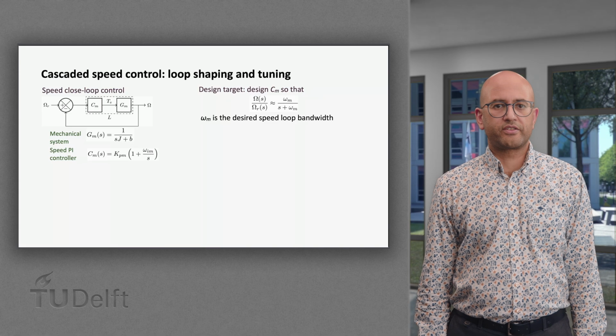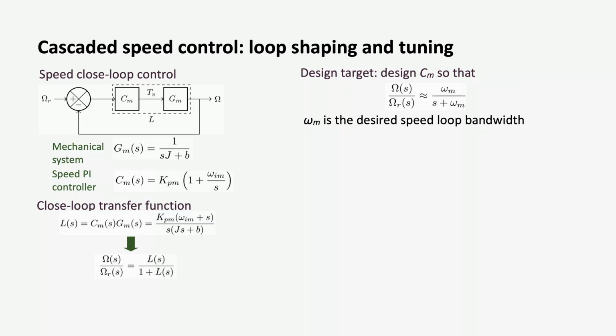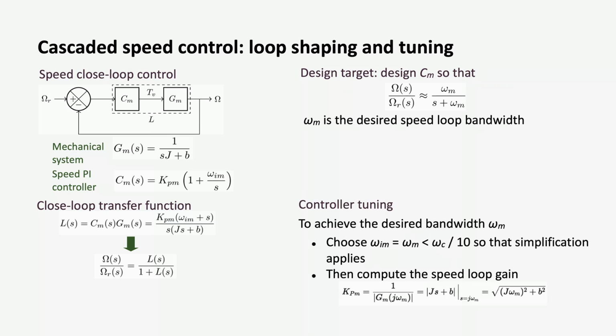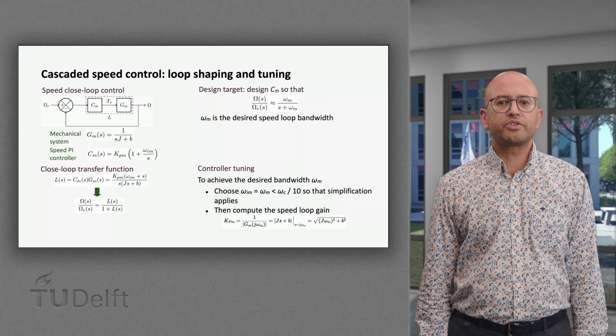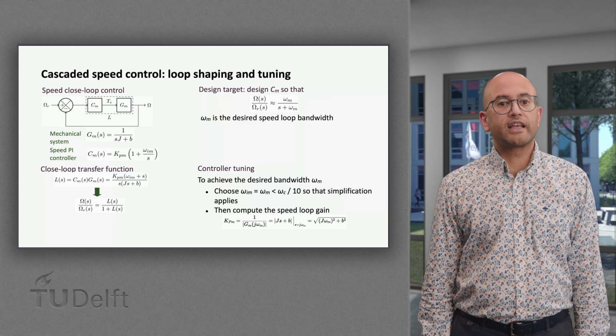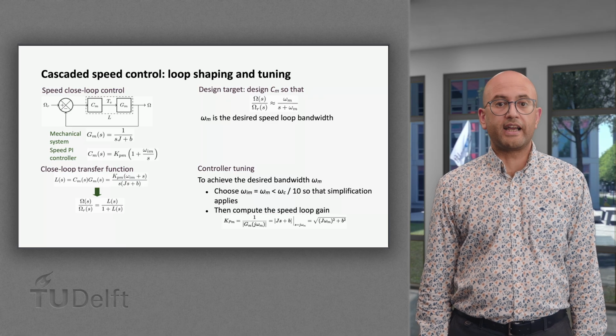desired speed loop bandwidth. To achieve the design target, one can see the loop gain L given by Cm times Gm should have the format of omega m over S at sufficiently low frequency. To achieve this goal, we may set omega Im as omega m and let it be 10 times lower than the current control loop bandwidth so that the previous assumption is valid. Then choose the proportional gain so that it cancels the gain of the mechanical system at omega m.